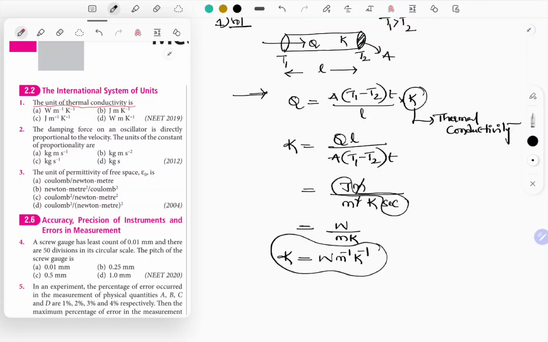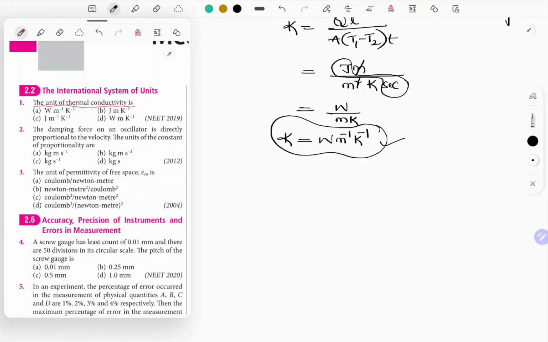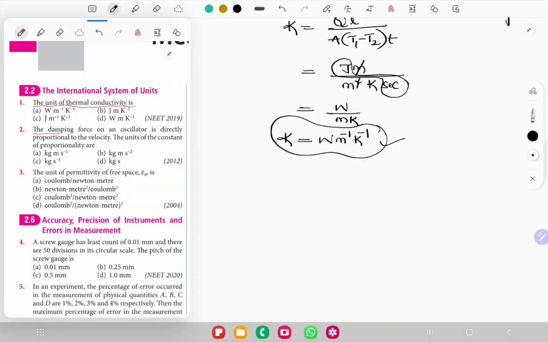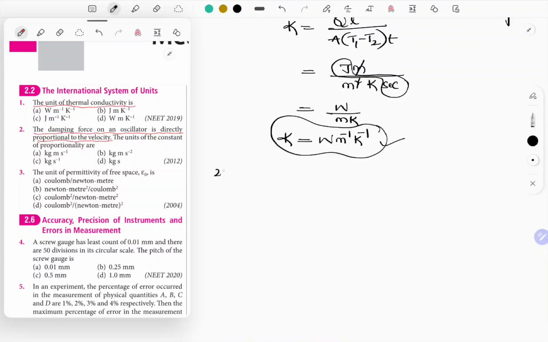Hope you understood, guys. Let's move on to the next question. What is the next question they are giving? They say the damping force on an oscillator is directly proportional to the velocity. See, try to understand the way I am approaching the question. The second question is, damping force on an oscillator is directly proportional to velocity. Force is directly proportional to velocity.